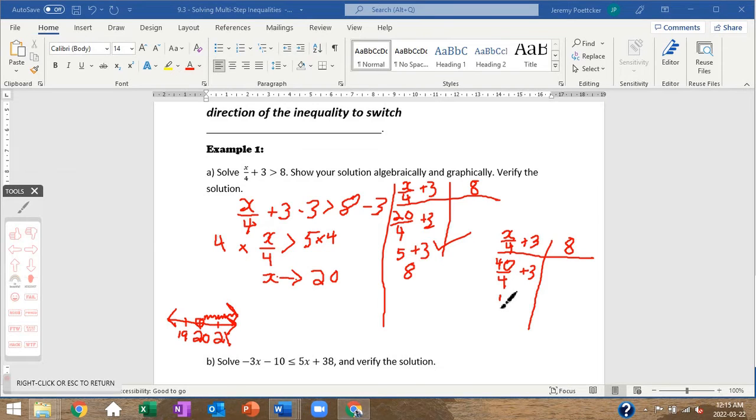40 divided by 4 is 10, plus 3. That looks like a 7, and it's not supposed to. That's a plus sign. 10 plus 3 is 13. Now I look back here: is 13 greater than 8? Yes, it is, which means I've done the direction right. So the boundary point is good, the direction is good.